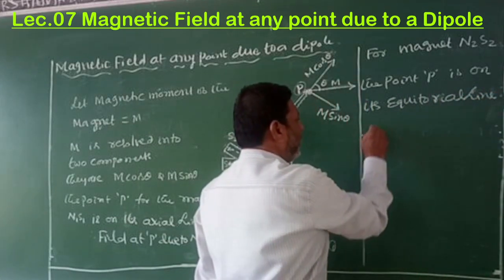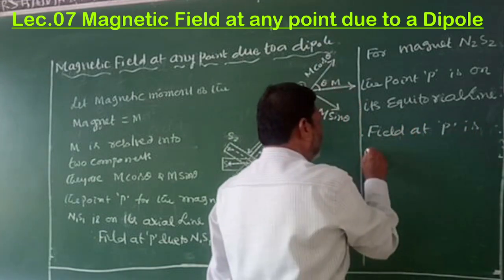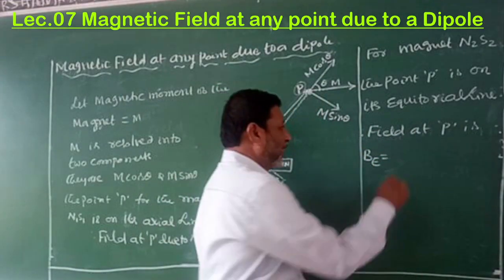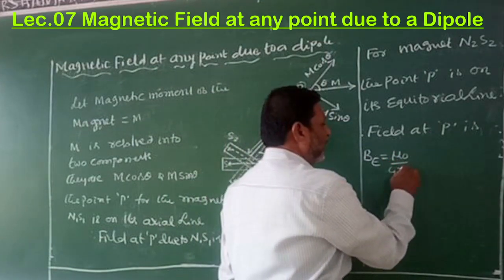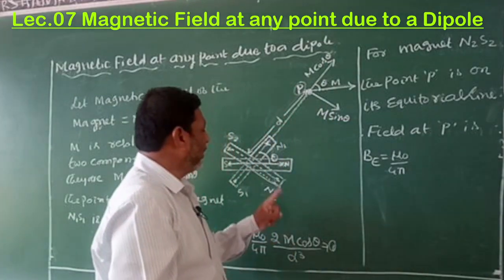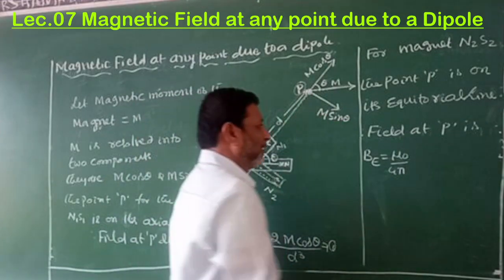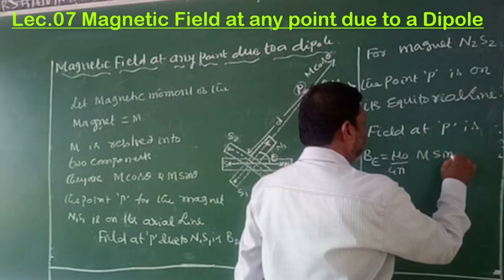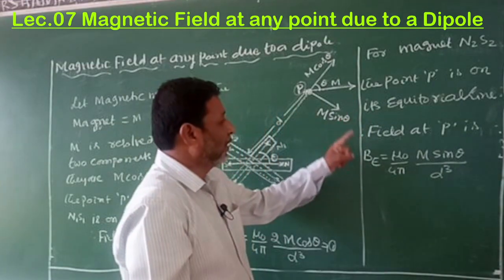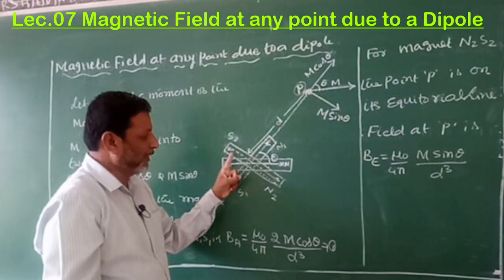Therefore, the field at P, the field along the equatorial line, is given by the formula mu naught divided by 4 pi, M divided by d cube. M is the magnetic moment. For the magnet N2 S2, the magnetic moment is M sin theta. So I take M sin theta divided by d cube. This much is the field at this point due to the first magnet.